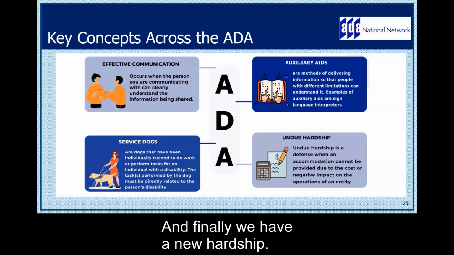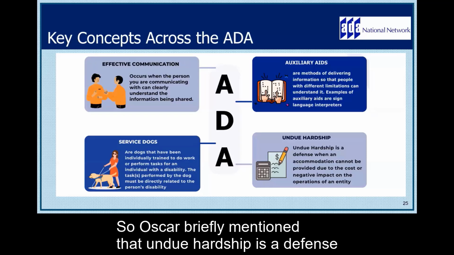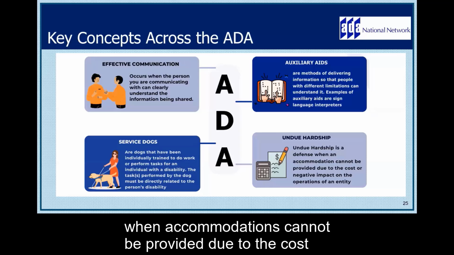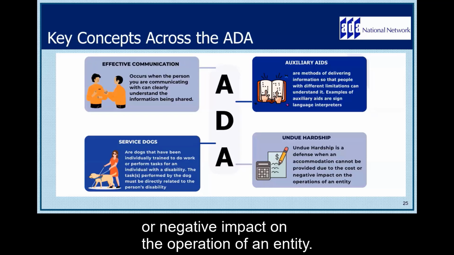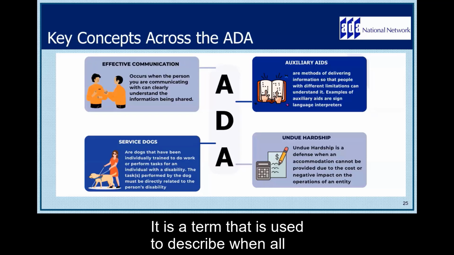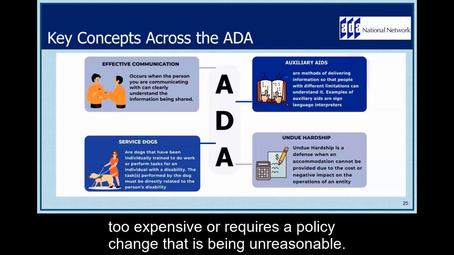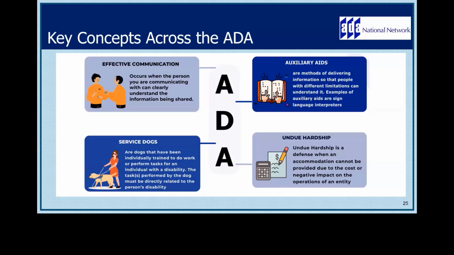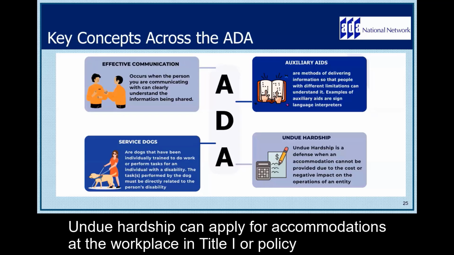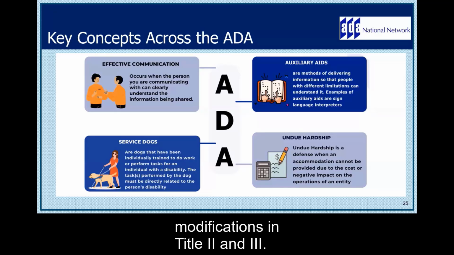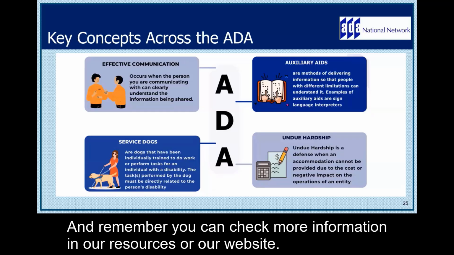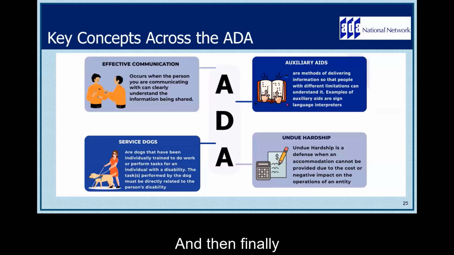And finally, we have undue hardship. Oscar briefly mentioned it, but undue hardship is a defense when accommodations cannot be provided due to the cost or negative impact on the operation of an entity. It is a term used to describe when accommodations cannot be met because they are too expensive or require a policy change that is deemed unreasonable. Undue hardship can apply to accommodations at the workplace in Title 1 or policy modifications in Titles 2 and 3. Remember, you can check more information in our resources or our website. And then finally, we will review our role as community members in relation to the ADA.